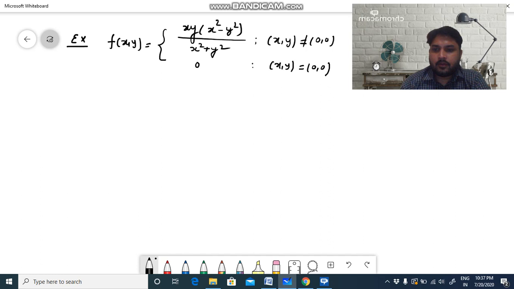Now we will compute the partial derivative of f with respect to x and y at point (0,0), and the partial derivative of f with respect to y and x at point (0,0). So we have to compute these two values.